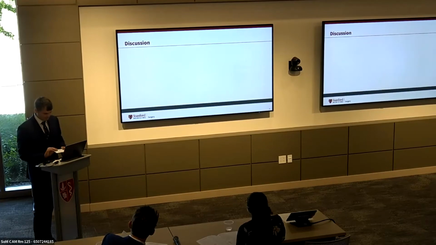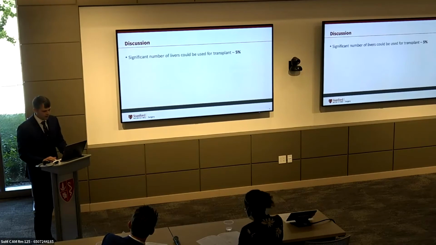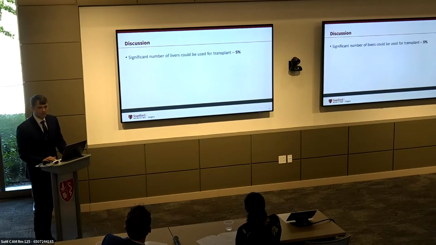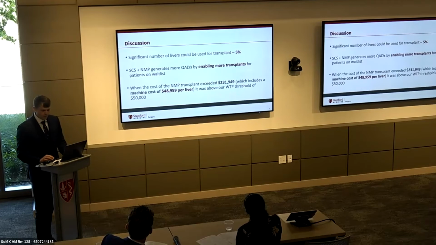So what does this mean? Our analysis suggests that using normothermic machine perfusion in this way could increase the number of transplants potentially available by about 5%. It was cost effective at our willingness to pay threshold by reducing the number of patients that remain on the wait list and accrue lots of costs. When the cost of the normothermic machine perfusion exceeded $231,000, that is effectively above our willingness to pay threshold.